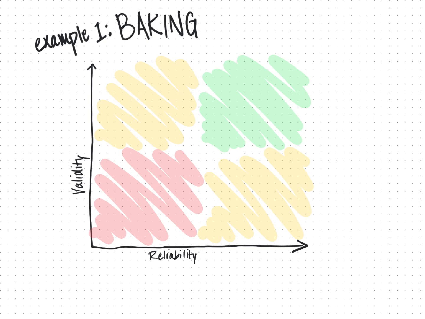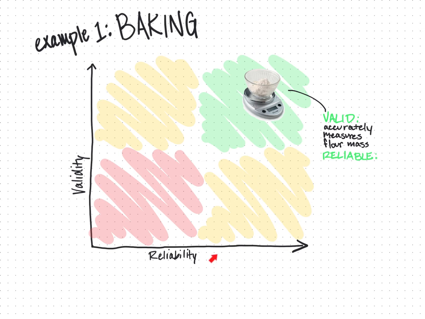So perhaps the most reliable and valid way to measure the amount of flour to put into a batch of cookies is to measure out the mass of the flour with a well-calibrated kitchen scale. It should be valid because the scale should be measuring exactly the mass of the flour and hopefully nothing else. And it should be reliable if the scale is well calibrated, that if we measure the same amount of flour every time, it should give us the same number.